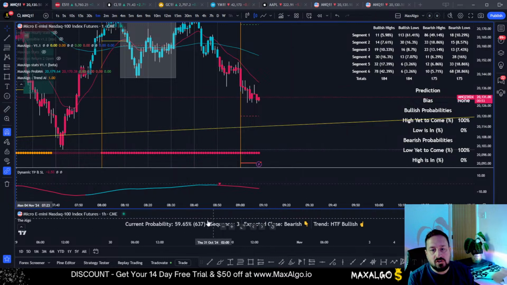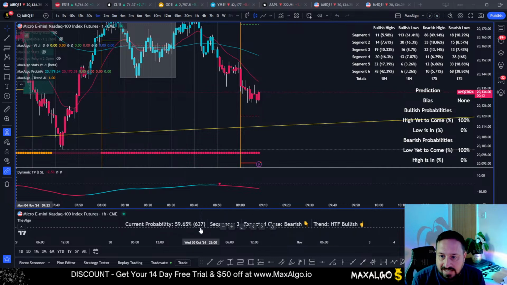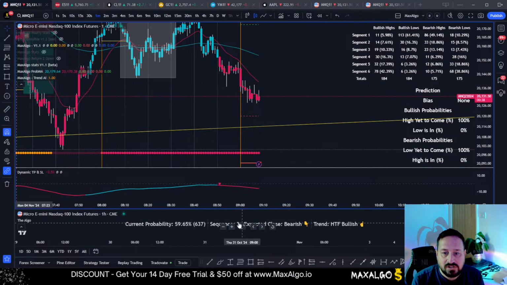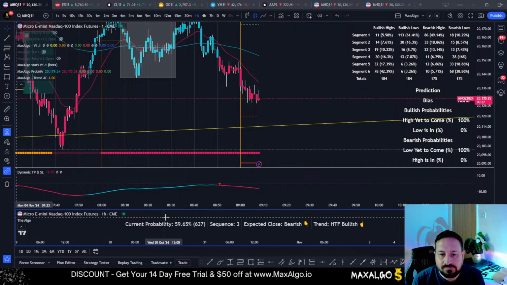It's based off historic data, so it doesn't matter. For example, you can see here on the hourly, this is based off of the last 637 hourly candles that sequence 3 happened, 59% of them closed bearish. It's right now. So at some point, you just need to wait for the sequences that give you the edge.